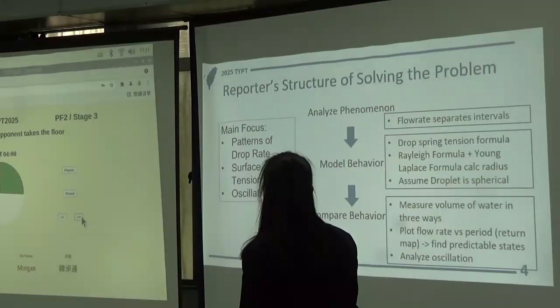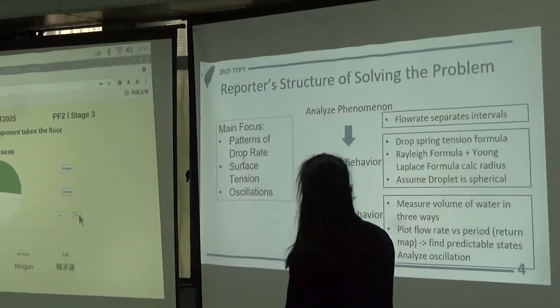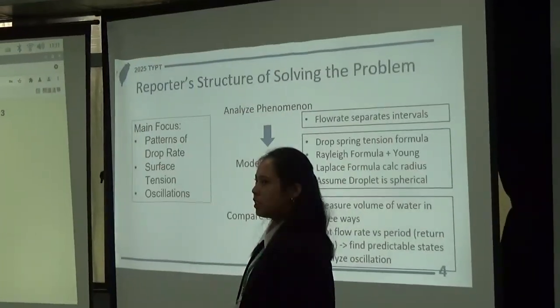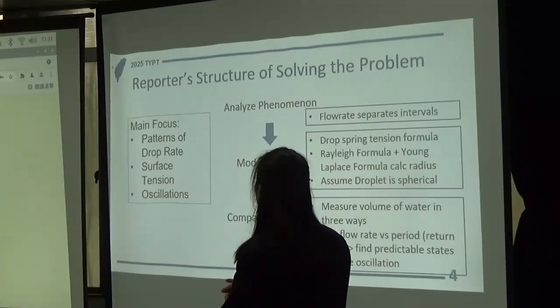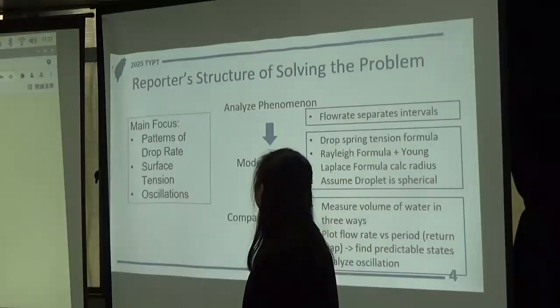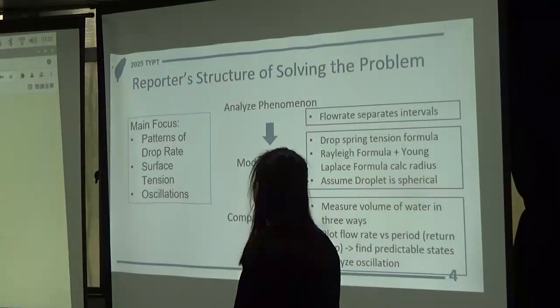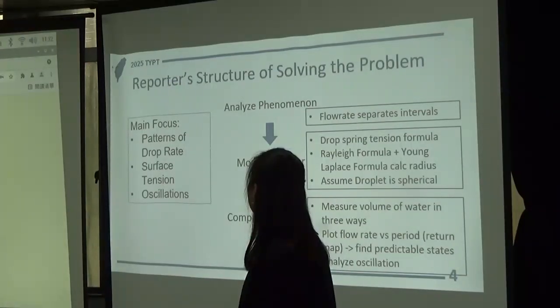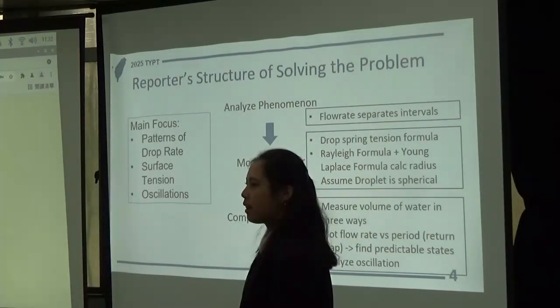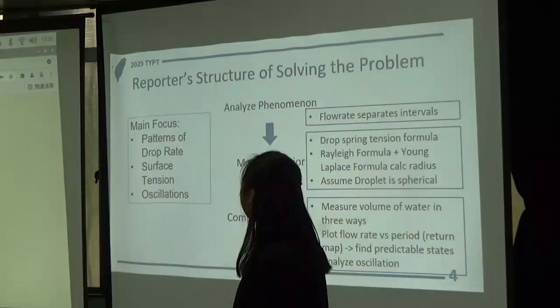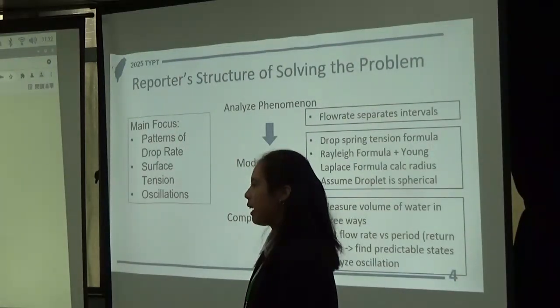So first they analyze the phenomenon. They use the flow rate to separate the intervals, and then for the model of the behavior of the drops, they use the drop spring formula, the chaotic formula, and the Rayleigh formula plus Young-Laplace formula to calculate the radius. And then they also assume that the droplets are spherical. And then lastly, they compare the behaviors.